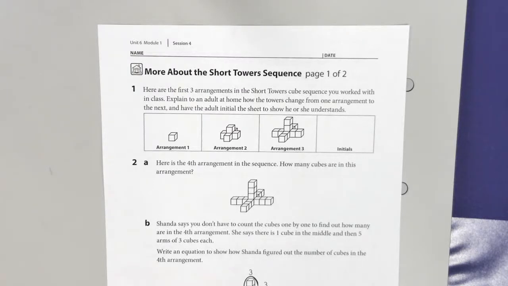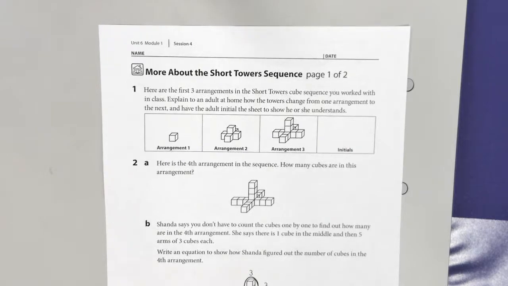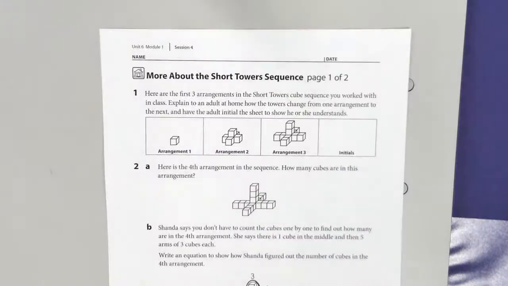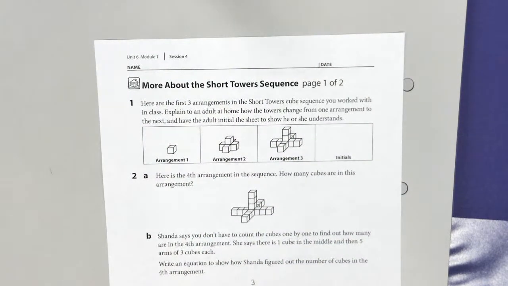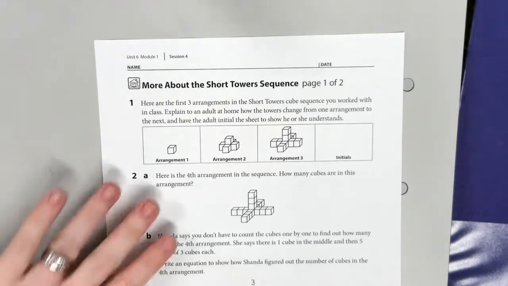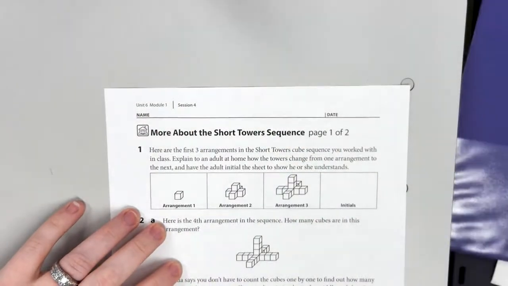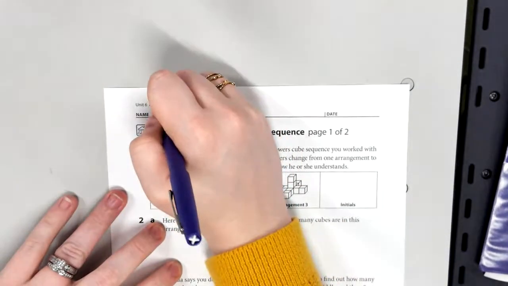Hi guys, I am going to go over Home Connection, page 113 and 114, titled More About Short Tower Sequence with you. We're going to go over this together so that if you're having troubles understanding, you can pause this recording as you're working and do your own work, and I can help guide you along. Or at the end of doing your own work independently, you can watch the video and see if you got your answers correct. All right, the first thing before we get started, make sure that you have your name and number up at the top so that you get credit for your hard work.